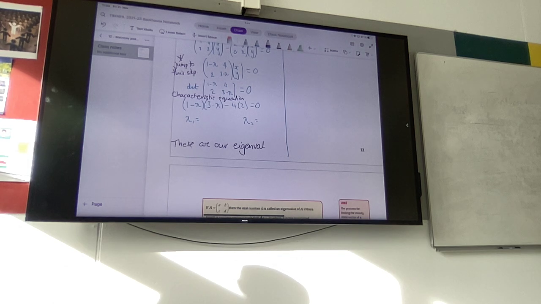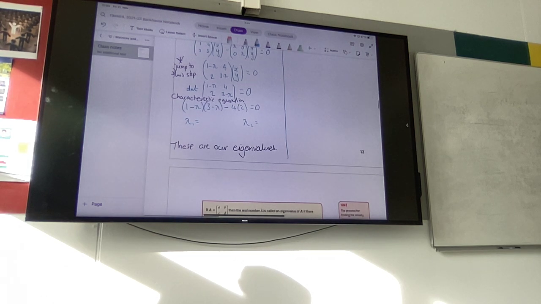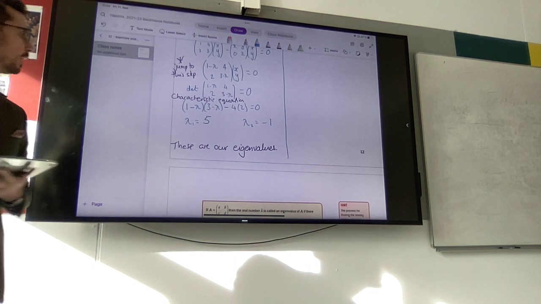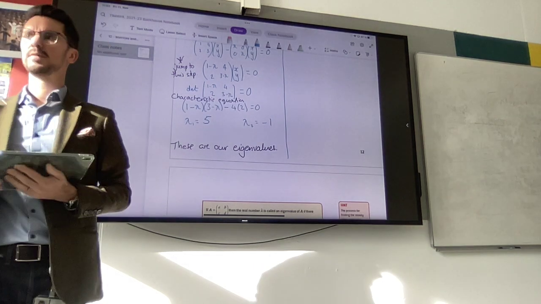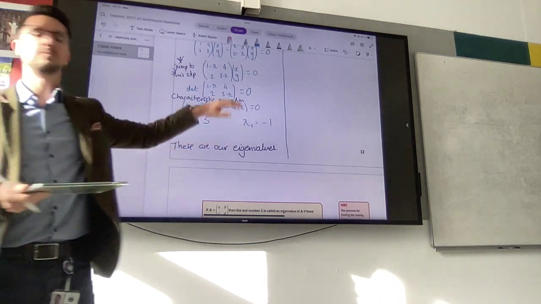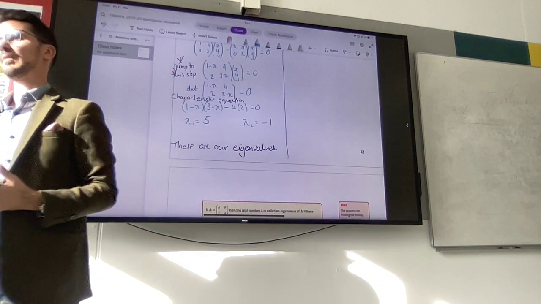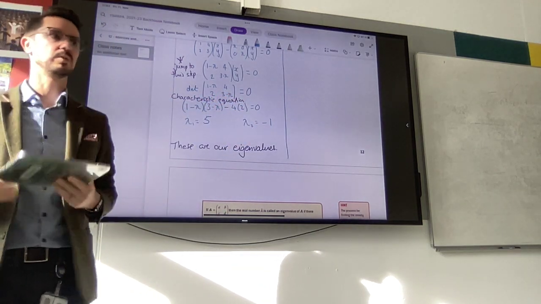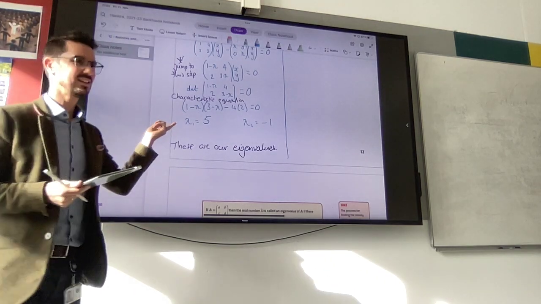So 5 and... There's 2 values. 5 and -1. Or the other way, I'm not sure. Anisha, you happy with 5 and -1? It doesn't matter which order we do them in. The only thing we'll be careful of is when we find the eigenvector for 5, we'll write it with 5, and when we find the eigenvector for -1, we'll keep it with that one, so that they correspond with each other. Everyone getting to the same point here?